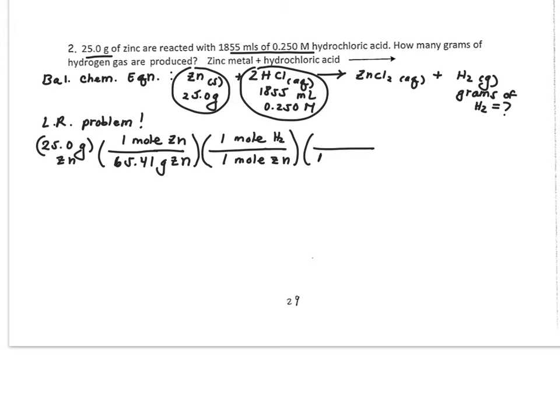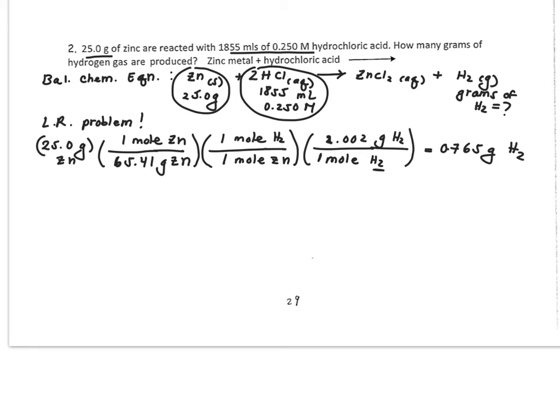in the long run. So 1 mole of hydrogen gas, because it's H2, we have to double the molar mass, so it's 2.002 grams of hydrogen gas. So this will be 0.765 grams of H2 produced from 25 grams of zinc.